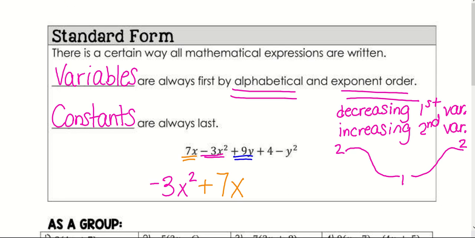So the next variable we would have would actually be our 9y, followed by our negative y squared, and like we said, our constant always goes last, so our plus 4. So alphabetical order, exponents, first one decrease, second one increase, and then constants last. That's our standard form that we'll use throughout the school year, and it will be very prevalent as we move through other units.